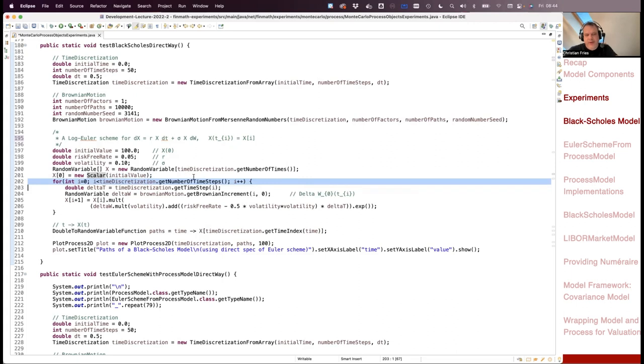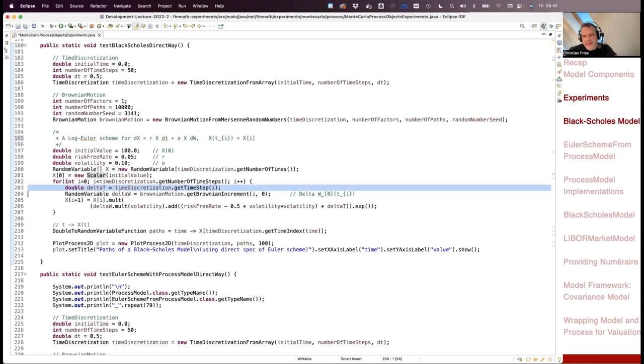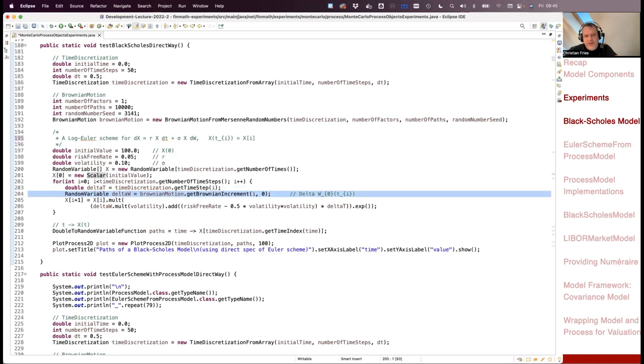Yeah, so this is a loop over all time steps. So i is zero, so the next point is i plus one. I'm stepping. I get the time step size from my time discretization. I get the Brownian increment from my Brownian motion. And then I say the next value is the previous value.